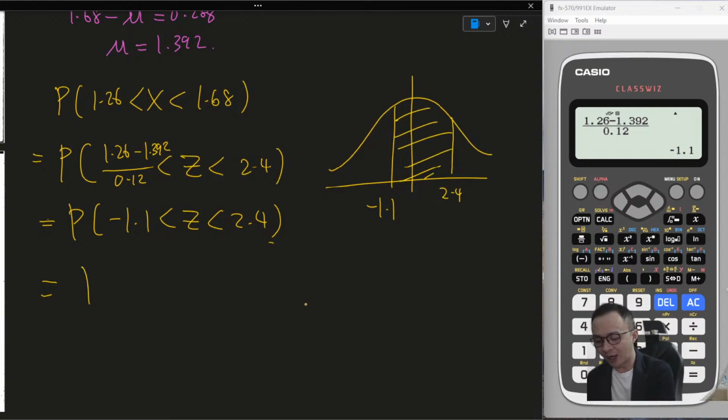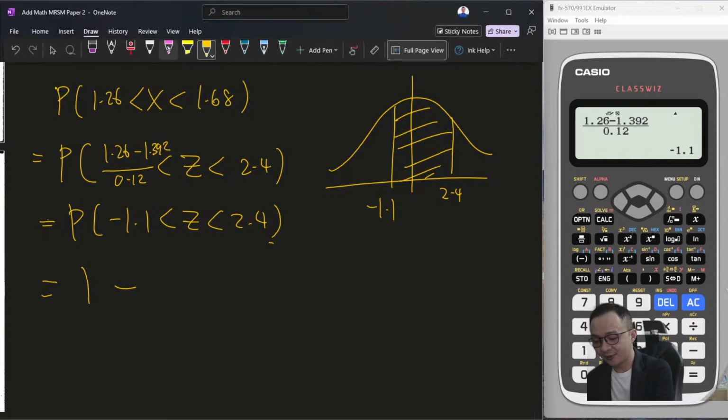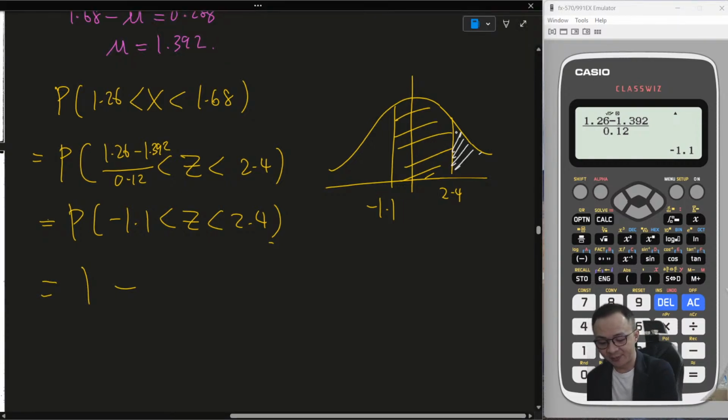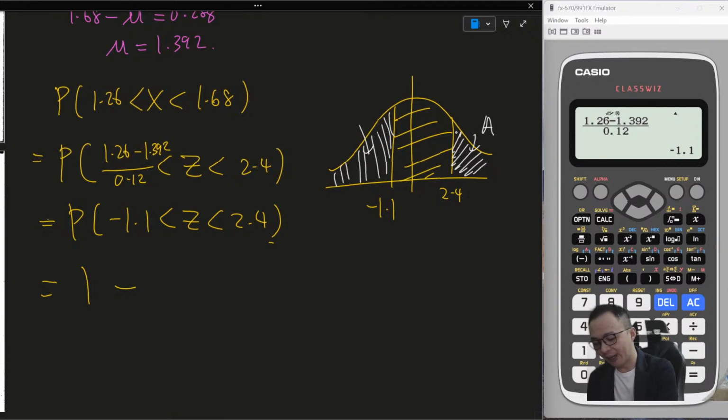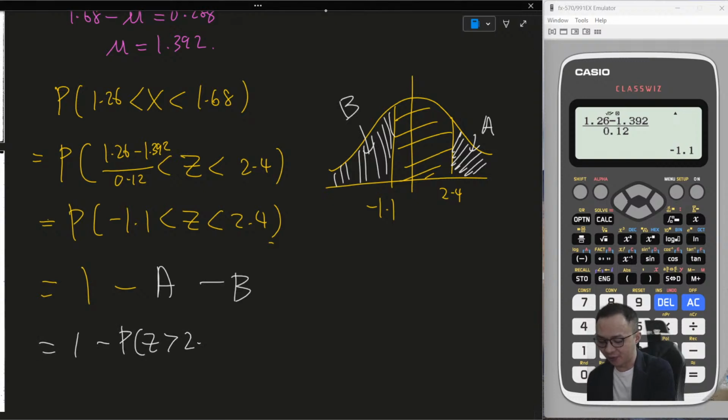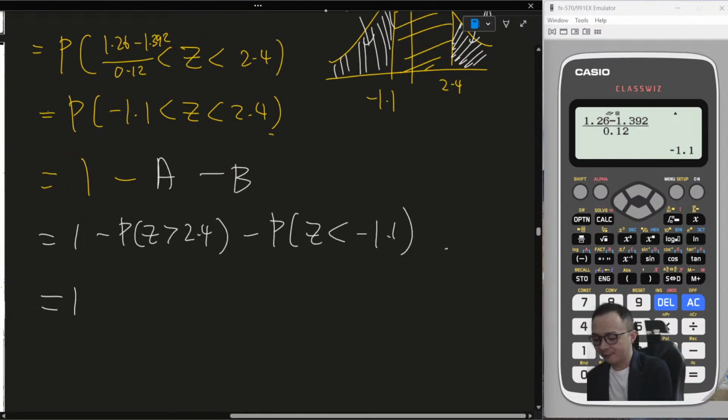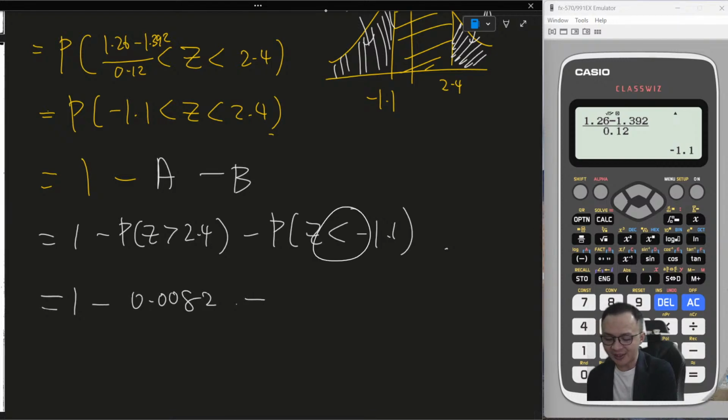So you need to use 1 minus. You need to minus this part. I'm going to call it part A, and then this part I'm going to call part B. You need to minus the area of A and minus the area of B. Area of A is probability Z is bigger than 2.4, and we got it just now. Area of B is Z is less than negative 1.1, and this one is 0.0082 if I'm not mistaken. This one, less than negative, you need to change to bigger than 1.1.